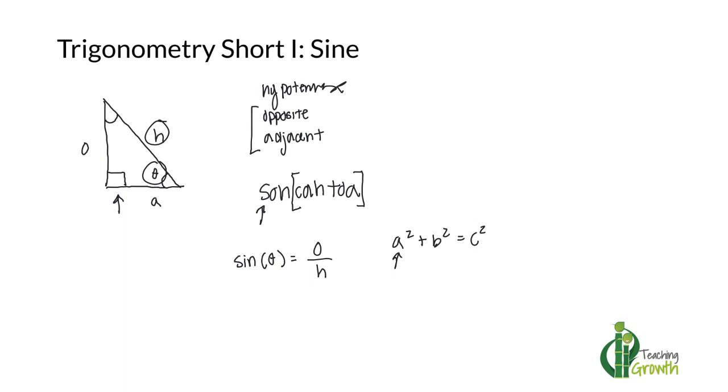Now, this equation can be rearranged much like any other equation. So let's say we wanted to solve for opposite. We'd isolate opposite by multiplying hypotenuse over to the other side. So we'd get opposite equals sine times hypotenuse. And you can do the same thing for h. You could isolate h as well, and you'll get hypotenuse equals opposite over sine.